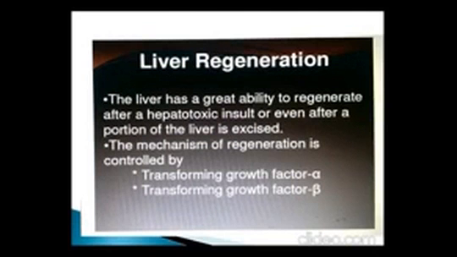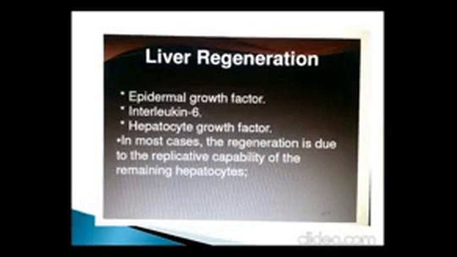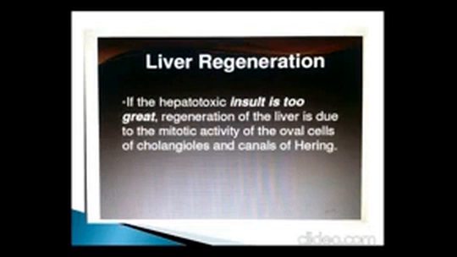The mechanism of regeneration is controlled by transforming growth factor alpha, transforming growth factor beta, epidermal growth factors, interleukin 6, hepatocyte growth factor. In most cases, the regeneration is due to the replicative capability of the remaining hepatocytes. So all these are the brief introduction.